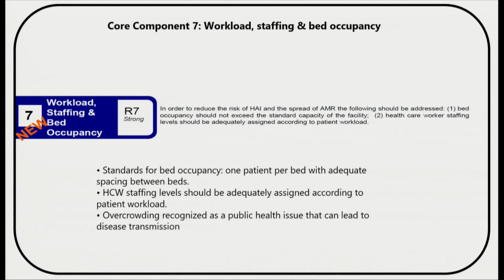Coming to core component 7, we also need to assess what the workload is, how the staffing is done, and what the level of bed occupancy is within a given healthcare facility in order to prescribe adequate policies and adequate systems for the given institution. There are standards which are prescribed for bed occupancy. Usually it is said that at least one infection control and prevention person or healthcare worker had to be there for 100 beds. If we are not going to have that kind of staffing level, then we will not be able to adequately address infection prevention and control practices with a huge patient workload.